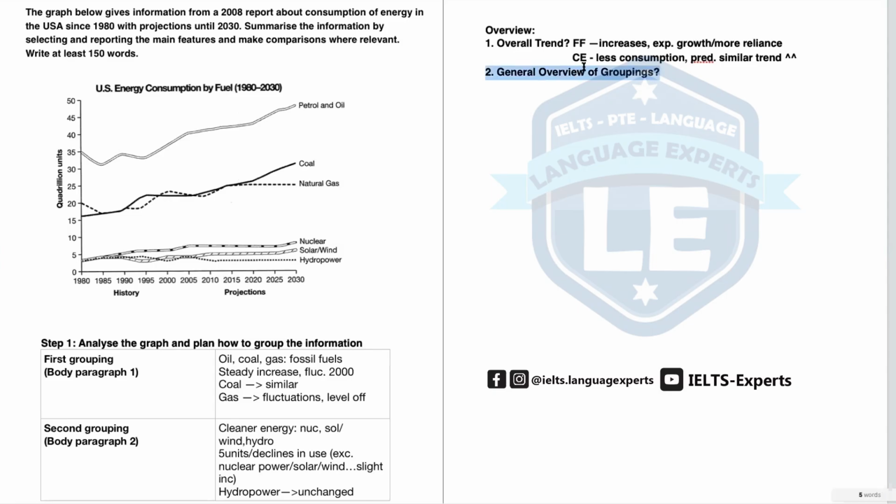So we can just get rid of this because I've basically talked about the general overview of groupings here in our overall trend, because they are the same even though they're on two different levels. So one is higher with more consumption and one has less consumption. So this is really just a couple of seconds of work. If you were able to analyze the first and second groupings well, like we did, this little portion should not take any time at all. It's just important that you do it because our second part of this essay will involve the overview.